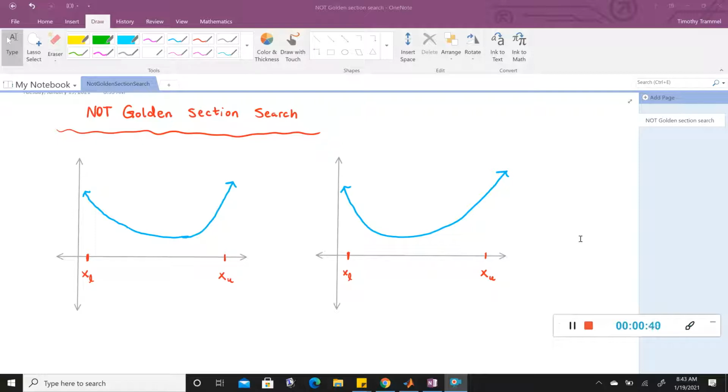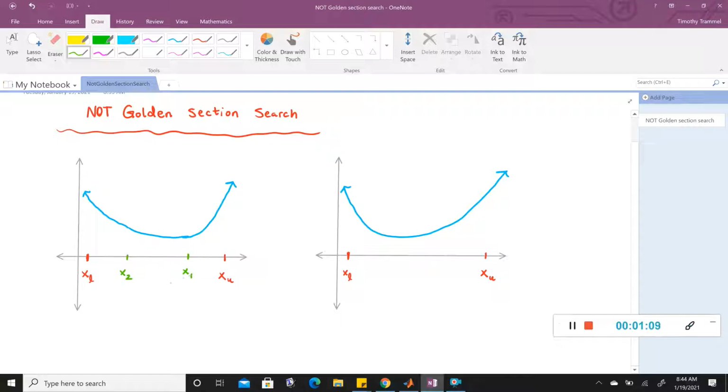bracketed that minimum between an x lower and an x upper. So this should feel kind of like bisect at the moment, except we're actually going to divide our interval into more pieces. We're not going to just cut it in half. We're actually going to have, confusingly at first, an x2 and an x1.